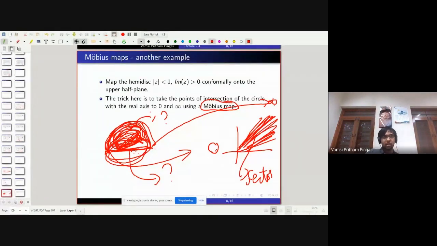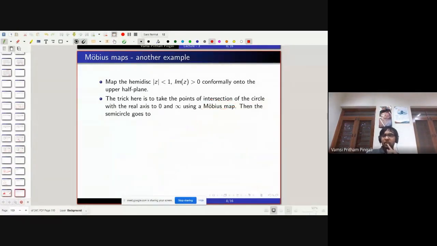I hope this argument is clear. So this hemi-disk goes to a sector. Now, we have one more degree of freedom, right? We only use 2 points. A Mobius map needs one more. The semicircle goes to a ray from 0 to infinity, and likewise for the real segment.